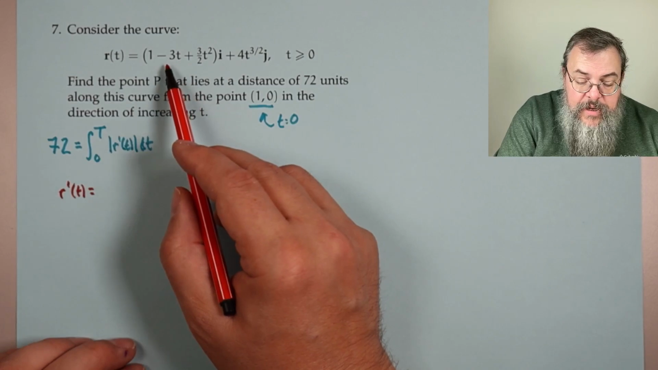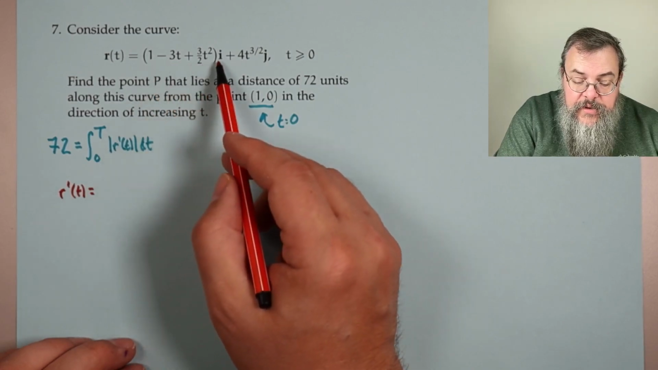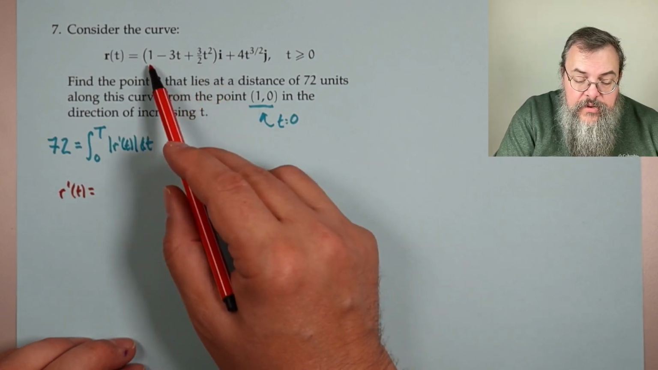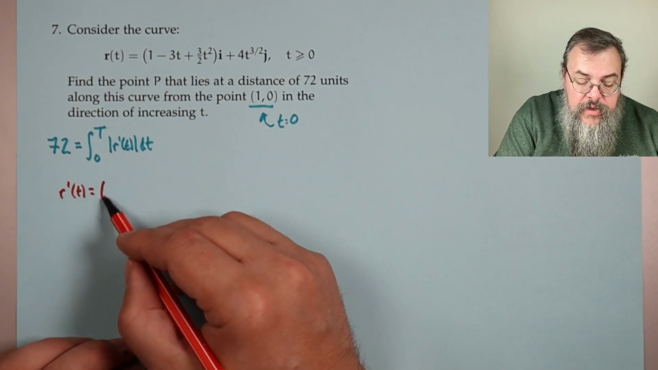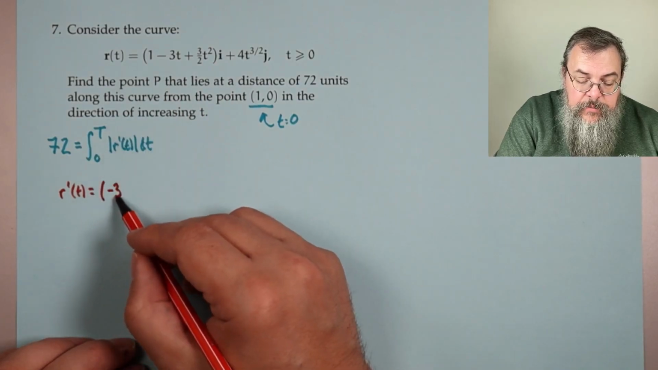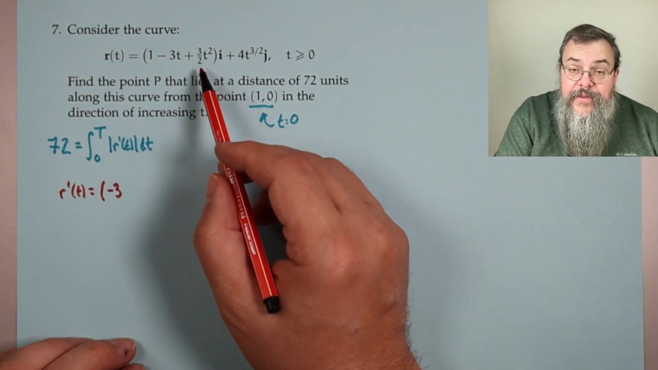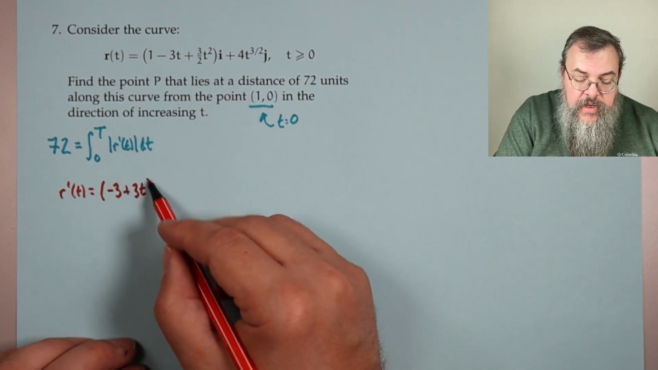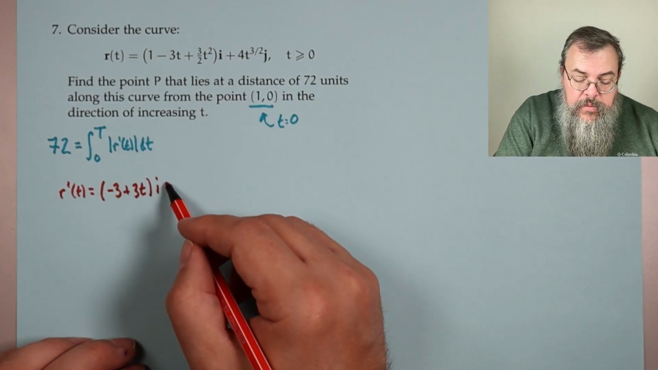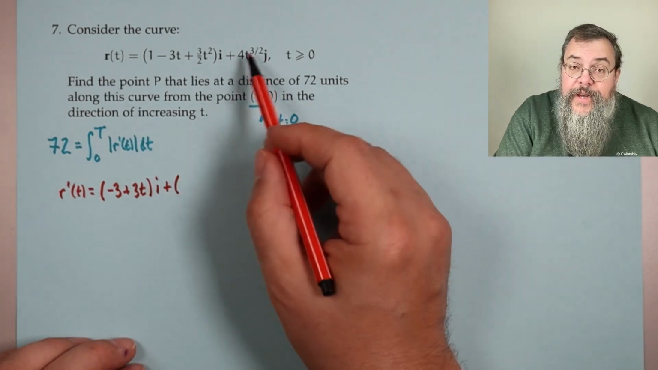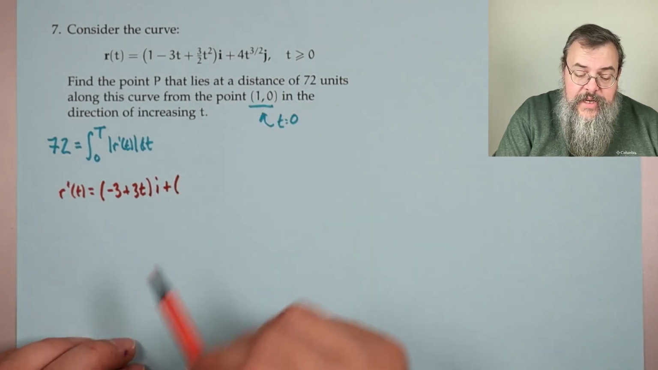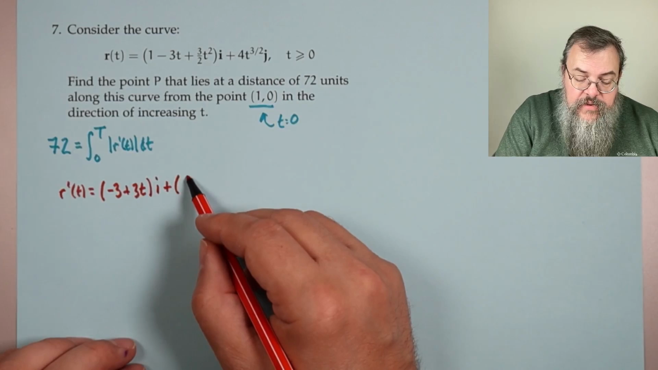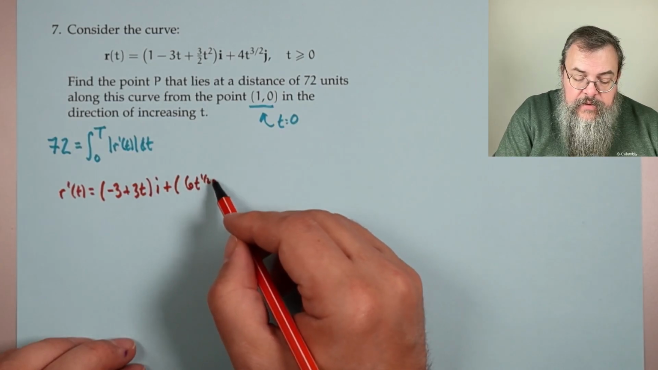So r prime of t, take the derivative in front of each piece. Here, derivative of 1 is 0. Then we have minus 3. And then derivative of 3/2 t squared is plus 3t. That's i. Plus, here the 3/2 comes down. 4 times 3/2 is 6. So we're going to have 6 t to the 1/2 j.